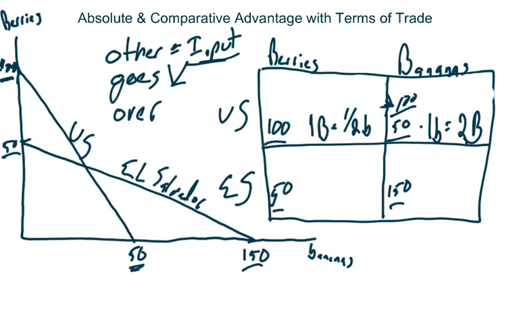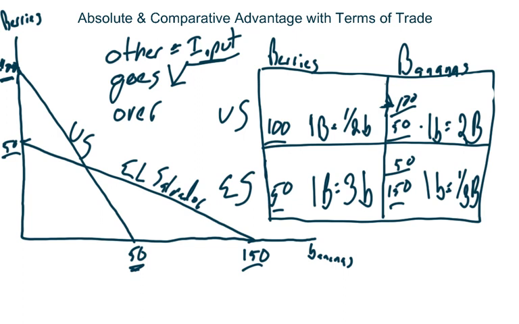So if we look at El Salvador, when they want to produce a berry, what do they give up? Here it's going to be 150 over 50, and that's three bananas that they give up because they chose to produce berries instead of bananas. If they choose to produce all bananas, every time they produce one unit of bananas, how many berries are they going to give up? We put the 50 over 150, and that's 1/3 of a berry.